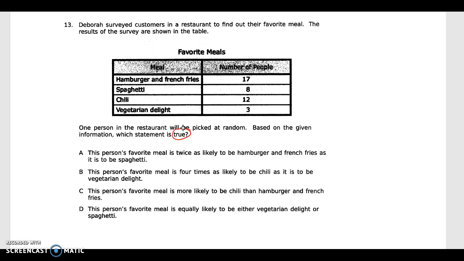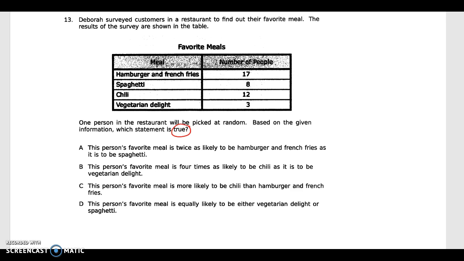Okay, this person's favorite meal is twice as likely to be hamburger and French fries as it is to be spaghetti. So hamburger and French fries is 17, twice as likely as spaghetti. So hamburger equals 2 times spaghetti. 2 times 8 is 16. Those are not equal. So I would say no.